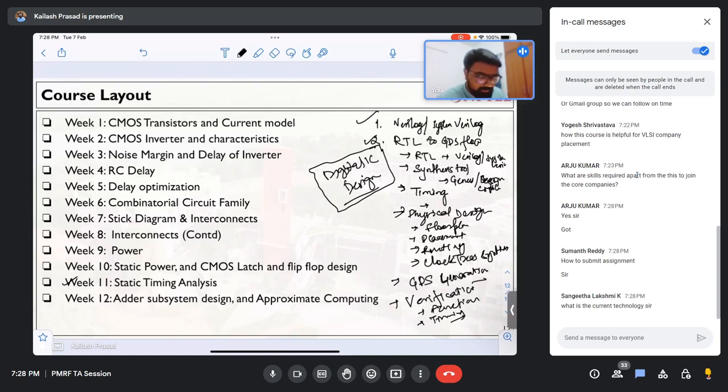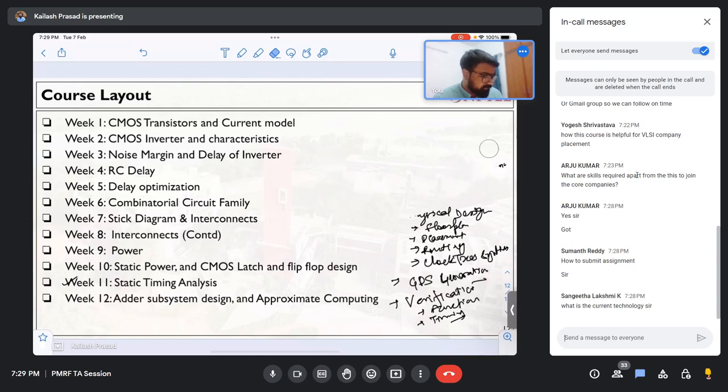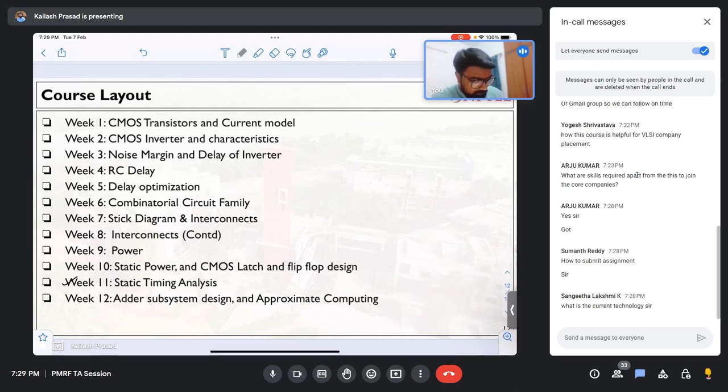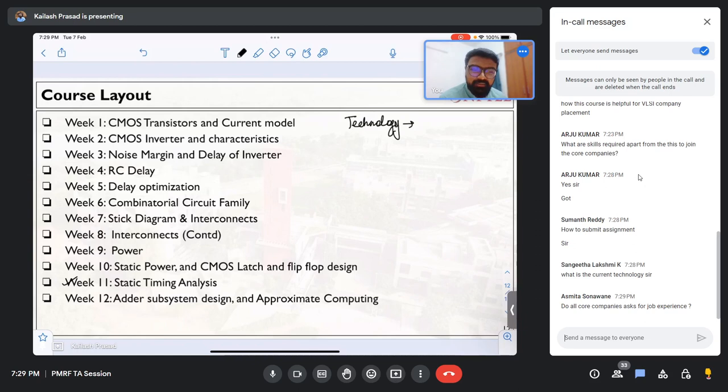What is the current technology? Okay, I will just erase it. See, these are very small questions, but they are interesting questions, and if you ask this kind of question, it will help others also. When I talk about technology, what do you mean by technology for a VLSI engineer? Because everything is technology, and we do bachelor's in technology, master's in technology. The technology over here is actually defined in nanometers. The current technology is 5 nanometer, and I think we also have 4 nanometer in the market.